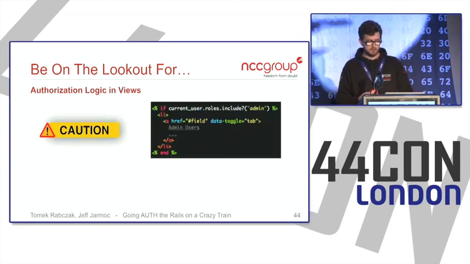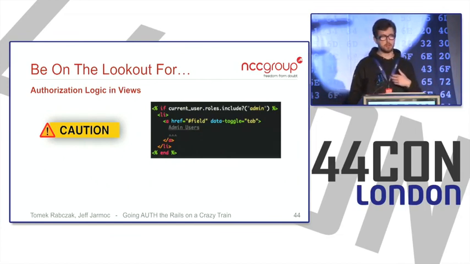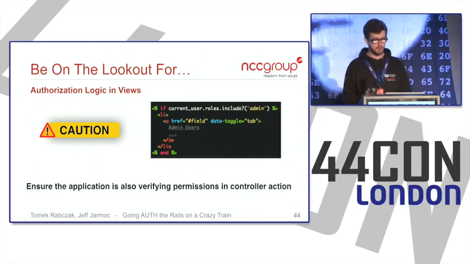Authorization logic in views. Here they might be checking the roles of the current user, but they're checking in the view and more or less just showing and hiding functionality in the application. In this case, it's an admin view. And there's nothing stopping an attacker from making a request directly to the controller. So you just have to be on the lookout to ensure that the application is also verifying permissions in the corresponding controllers.